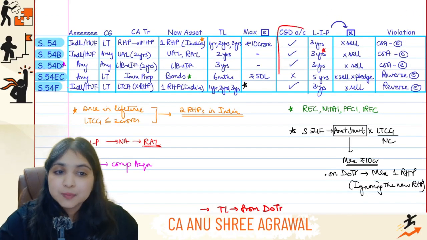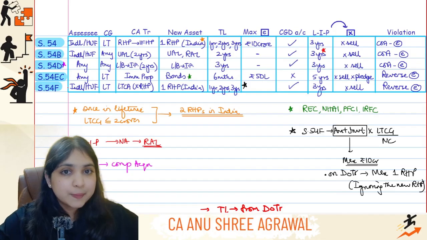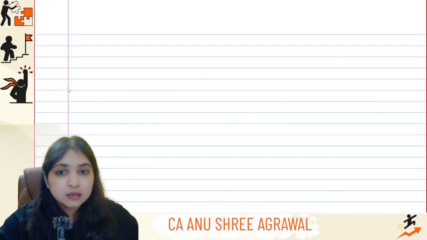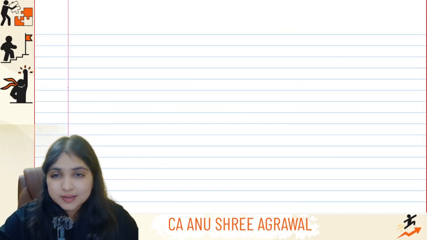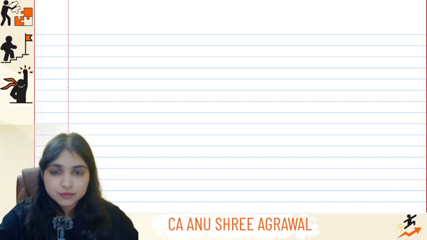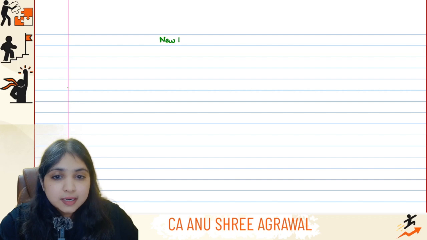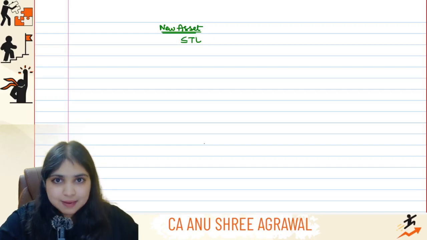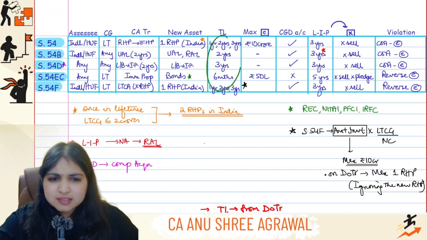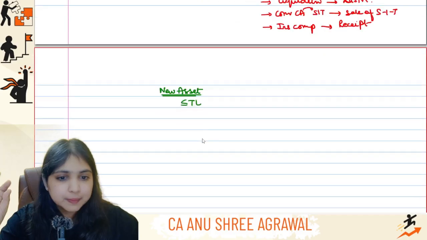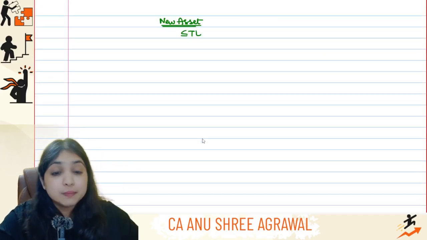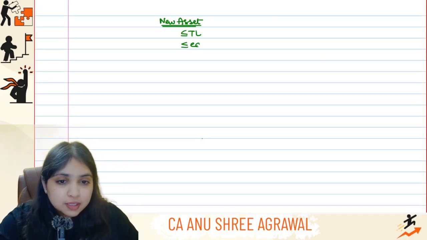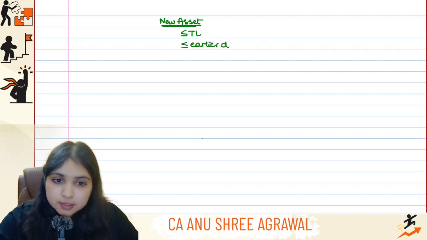The second extra point is about CGD, guys. When does CGD come into the picture? I'll tell you. In all the 5 exemption sections, you're buying some new asset, right? If you want to buy the new asset, you have to buy it within the time limit. Now, if you buy the new asset within the time limit of 2 years, 3 years, 6 months, whatever is applicable, and if you also buy it within the earlier date, I'll tell you what the earlier date is, okay?